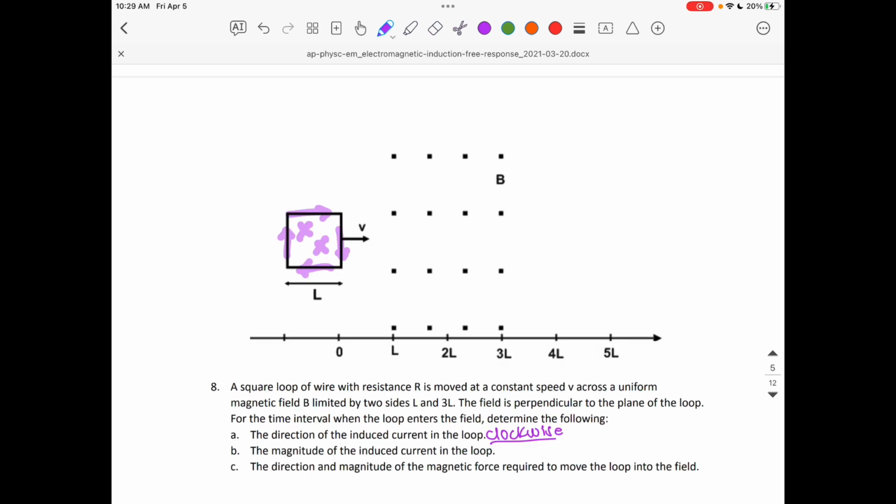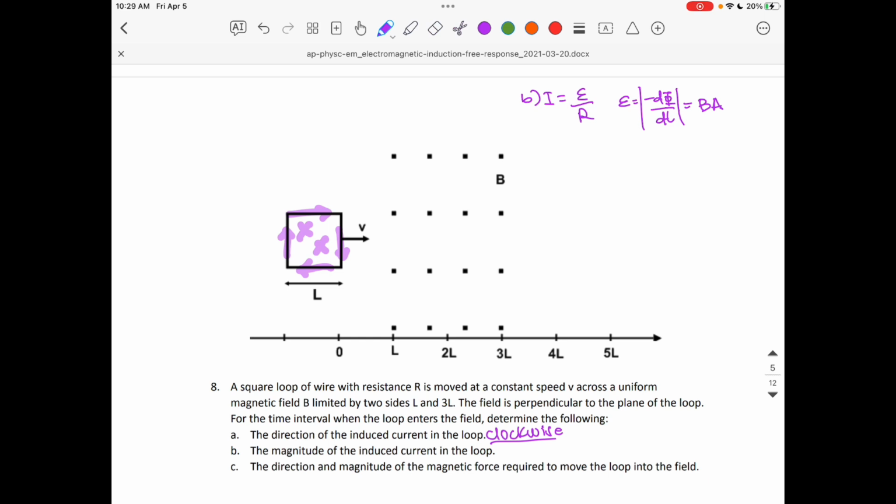So let's do part B, the magnitude of the induced current in the loop. That is I equals EMF over R. EMF is equal to negative dΦ over dt. We've already defined the direction, so let's just focus on finding the magnitude. And that is BA cosine theta, but because the normal coming out of the plane of the loop is parallel to the magnetic field, we know that that cosine theta just cancels out.